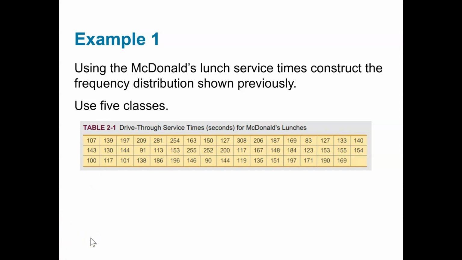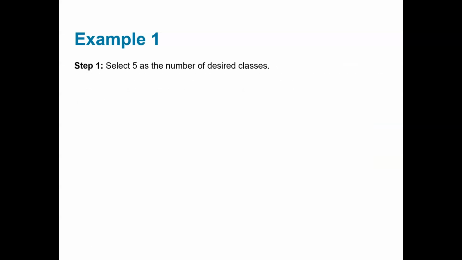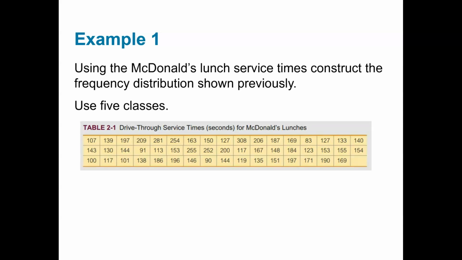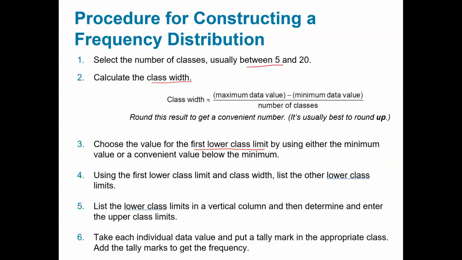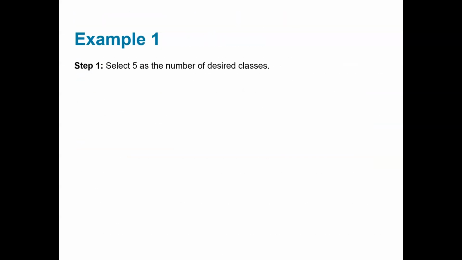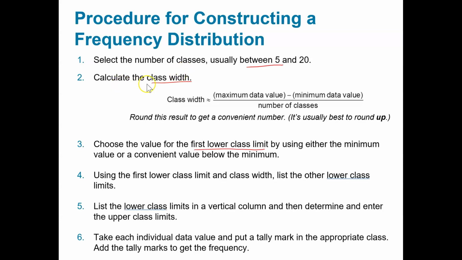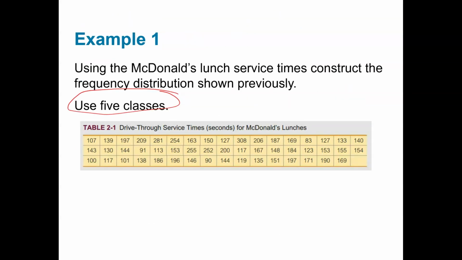So here's the raw data. And this is what we're going to start with. So step 1, we have to determine the number of classes. But if we look at the directions, it tells us, boom, use 5 classes. So step 1, which was to determine the number of classes, is done for us. Now, if we go back, step 2 has us calculate the class width. We need the maximum data value and the minimum data value. So let's look through here. What is our maximum data value? And what is our minimum data value? Give you a moment to find the data values.